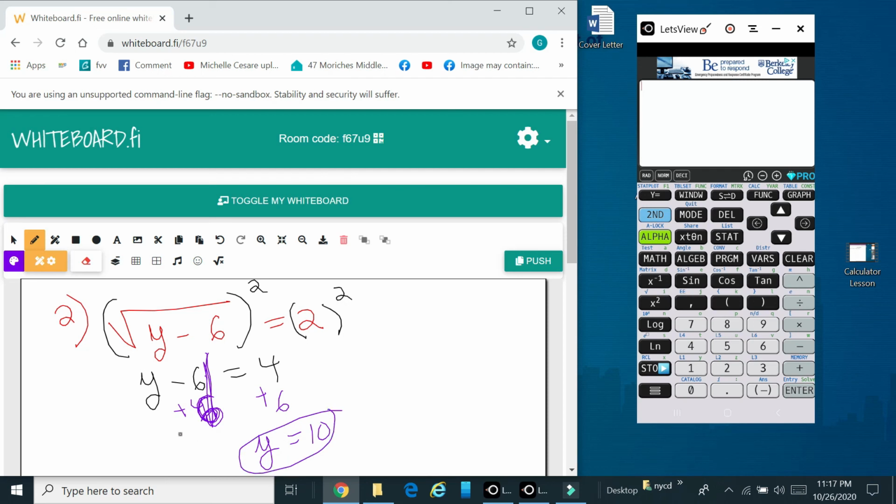Now if you plug this back in, square root of y minus 6, which is 10 minus 6, is equal to, because that's the original problem, 10 minus 6, that is 4, square root 4.